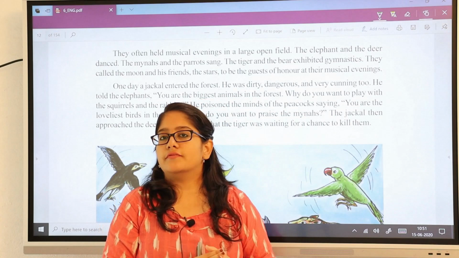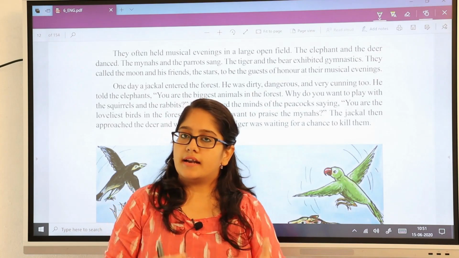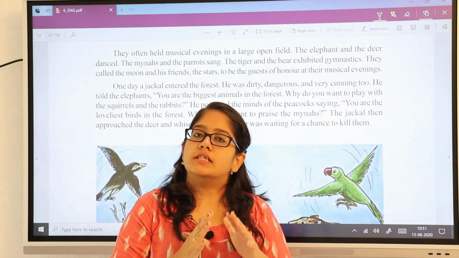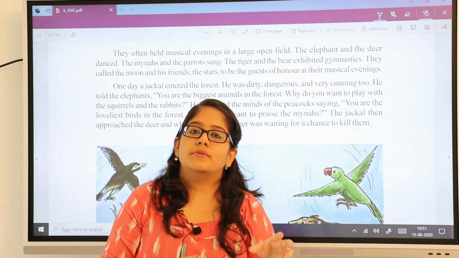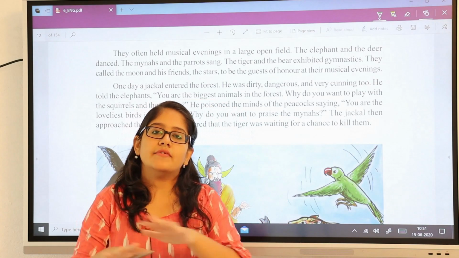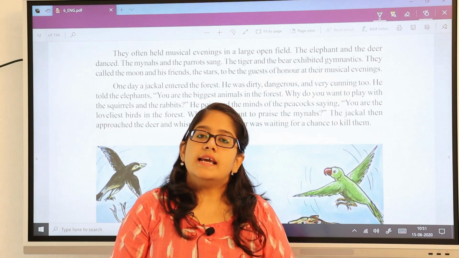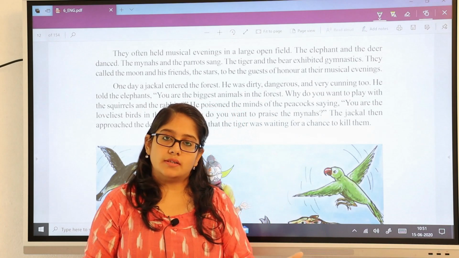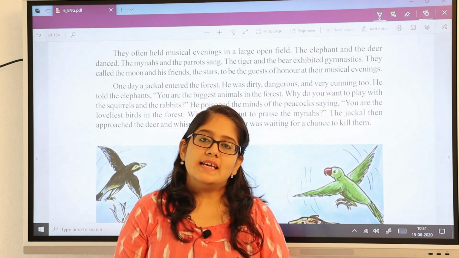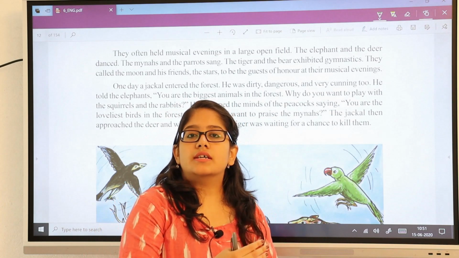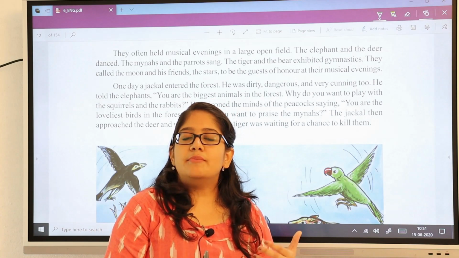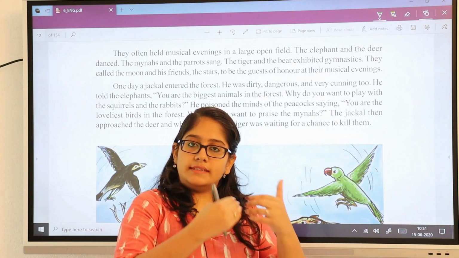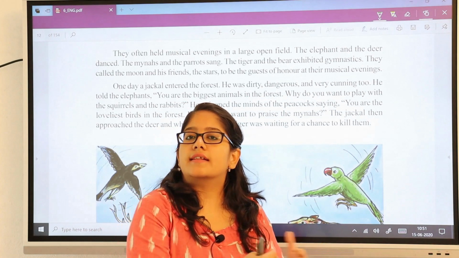Now he steps into the forest. The jackal is very cunning and very dirty. So as soon as he steps into the forest, everything falls apart. He starts developing negative thoughts in the minds of animals. He makes them doubt, suspect each other. He makes them think about their own selves rather than appreciating other animals.